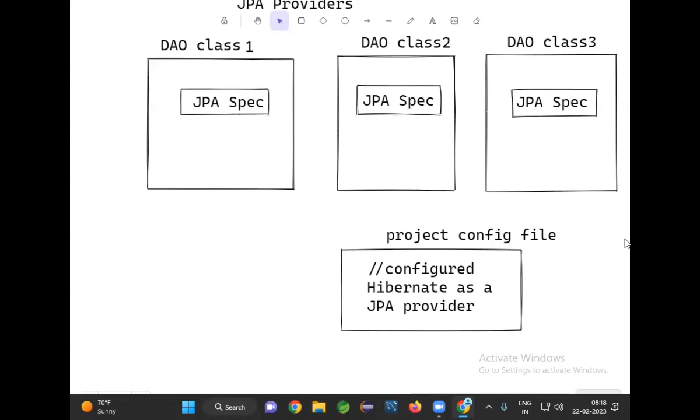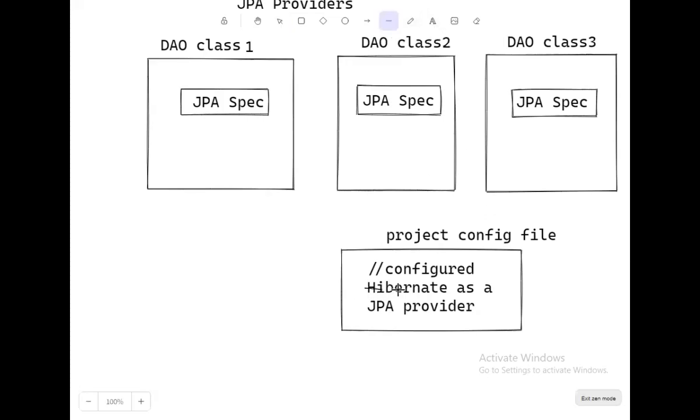In the project configuration file, who did I configure earlier as the JPA provider? Hibernate. Now what do I need to do? In place of Hibernate, I need to configure EclipseLink as the JPA provider.